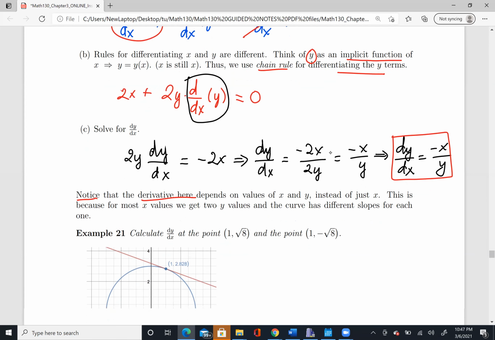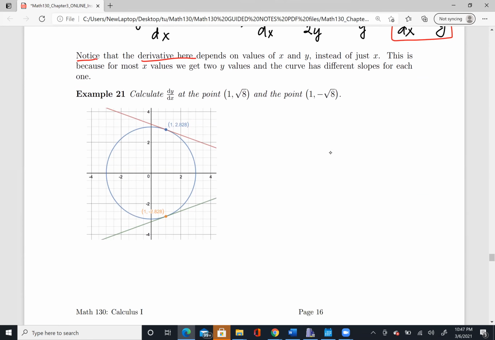All right, let's move to example 21. We want to calculate dy dx at the point (1, square root 8) and the point (1, negative square root 8). You can see in the picture down here, this is (1, square root 8) and this is (1, negative square root 8), right? So we want to calculate the slope of the tangent line at these points. Let's see what we can do.